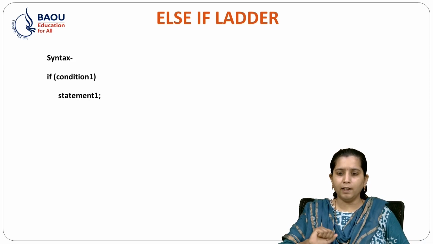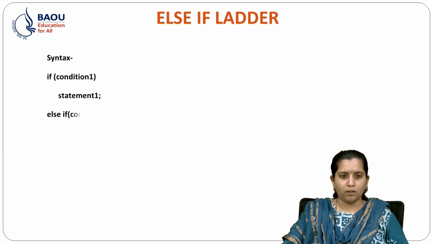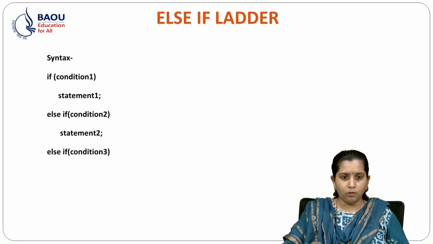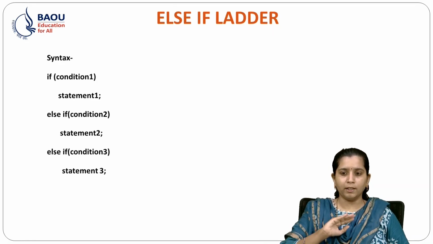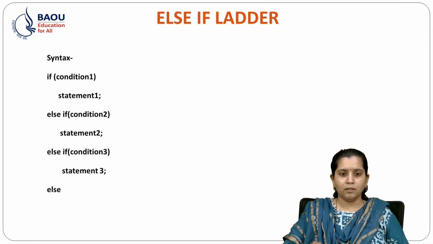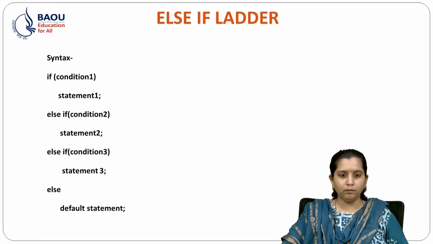First of all, we will see the syntax of the else if ladder. First if, and then condition, and else if condition, and then statement 2, else if condition 3. So rather than using nested if, if we have too many conditions in one program, then the else if ladder will be used. And then the else statement, which is the default, which we can call the default statement in the else if ladder, and in that the default statement will be executed.